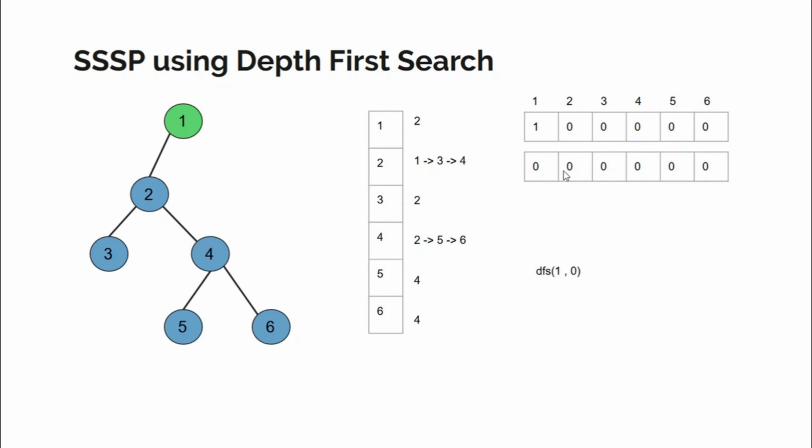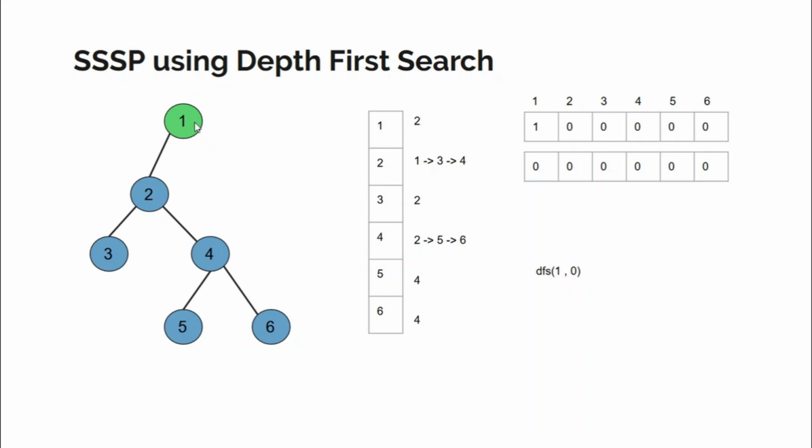Now as soon as you reach any node, you make it 1 in the visited array, and then you also save its distance in the distance array, which is 0. Now in the adjacency list of 1 there is 2, as we can see, 1 is connected to 2. So now we would make a DFS call to node 2, but what is the distance that we would pass in the parameter of the DFS call to 2?